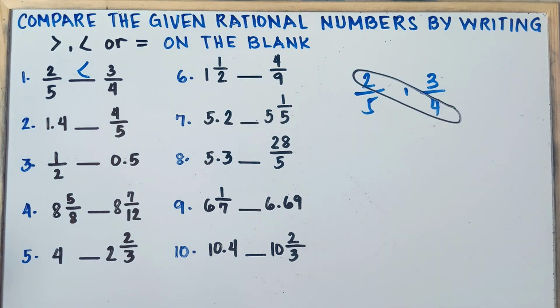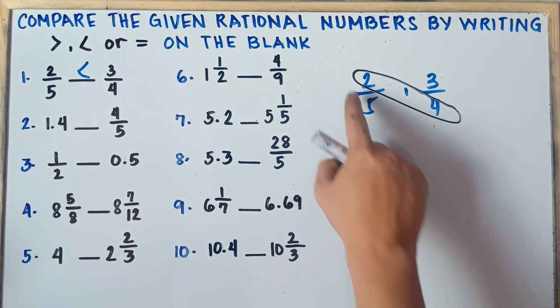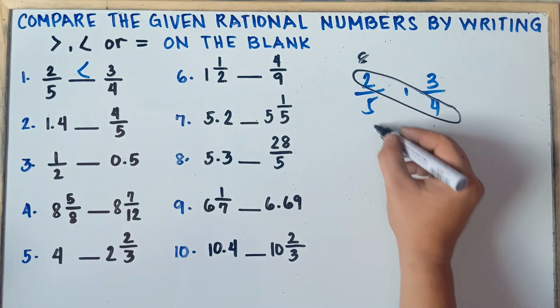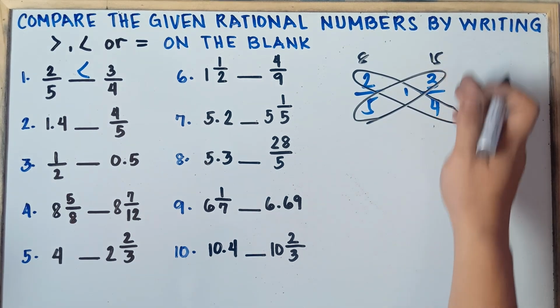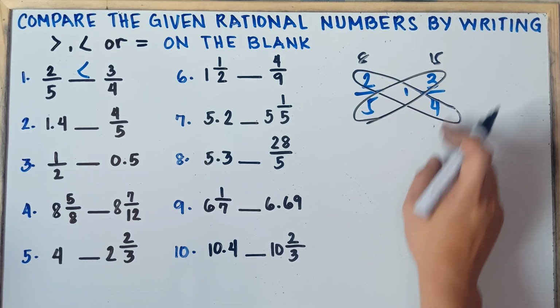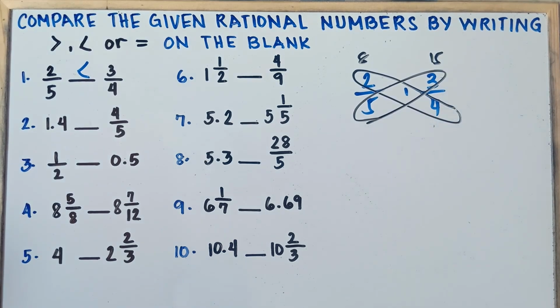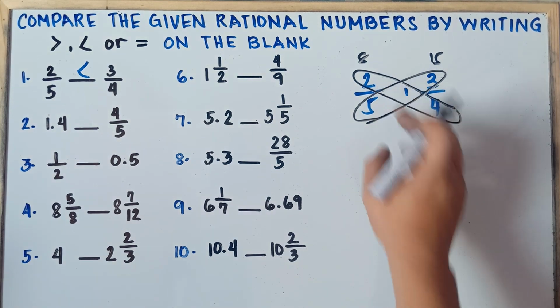2 times 4, if we have given fractions, class. Once again, you can only apply this one if you have given fractions. 2 times 4, that's 8. Cross multiply, 5 times 3, that's 15. Now, 15 is aligned on 3/4. Therefore, 3 over 4 is greater than 2 over 5. Simple as that, class.